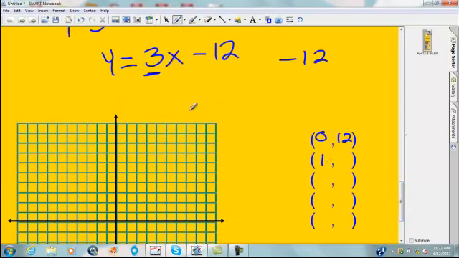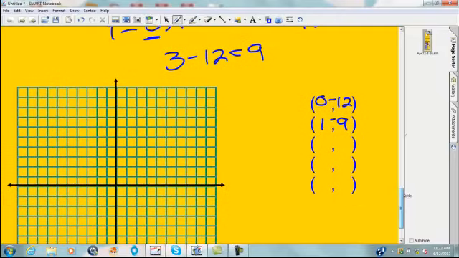And then at 1 o'clock, after 1 hour, well, that would be 3 times 1 minus 12, which is 3 minus 12. It would now be negative 9 degrees. Sorry, these should be negative values. So 0, negative 12. After 1 hour, now it's a little warmer outside. It's negative 9 degrees. At 2 o'clock, it would just be negative 6 degrees outside. 3 o'clock in the morning, negative 3 degrees. 4 o'clock in the morning, it would be 0 degrees outside.